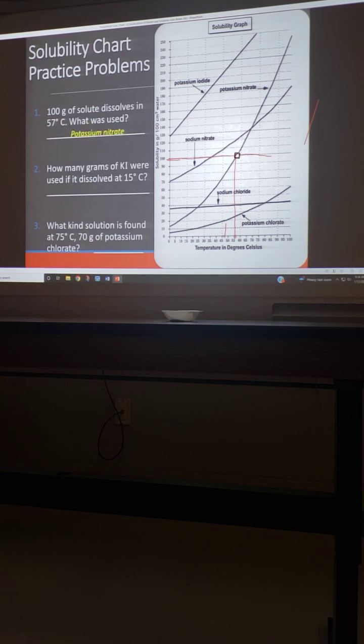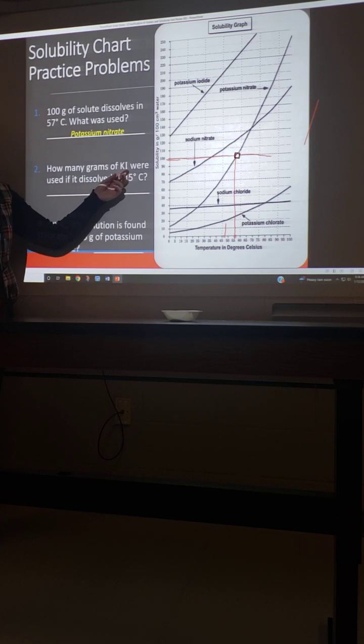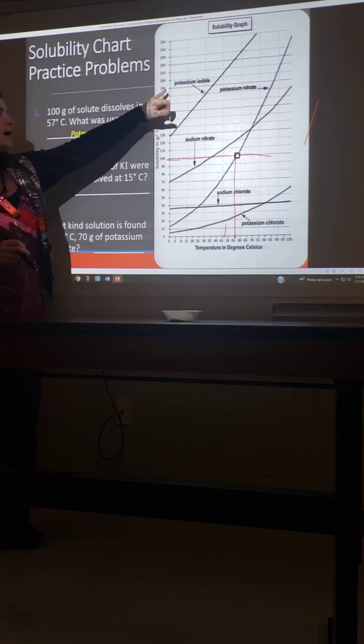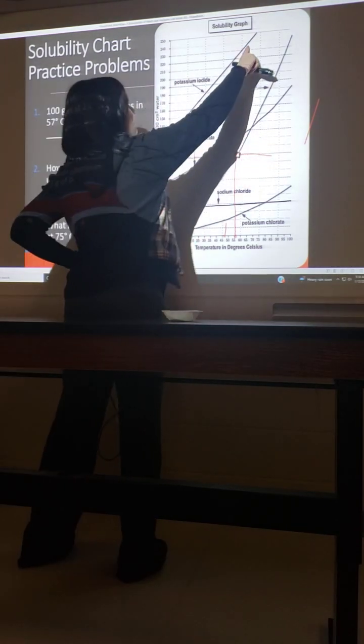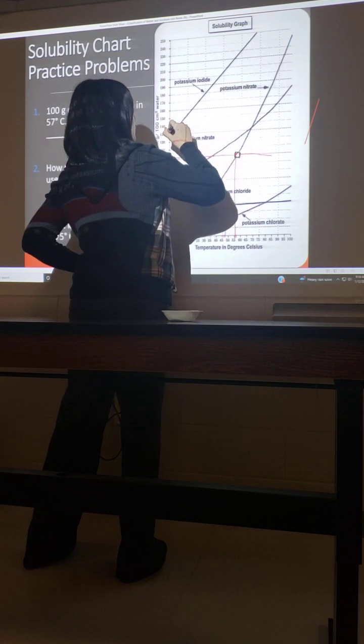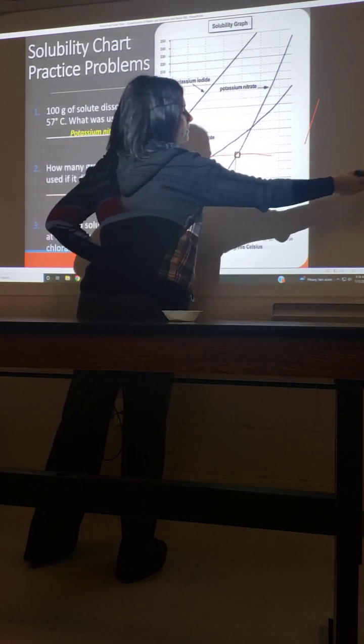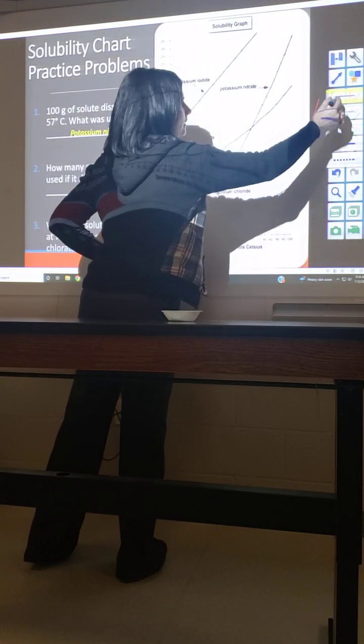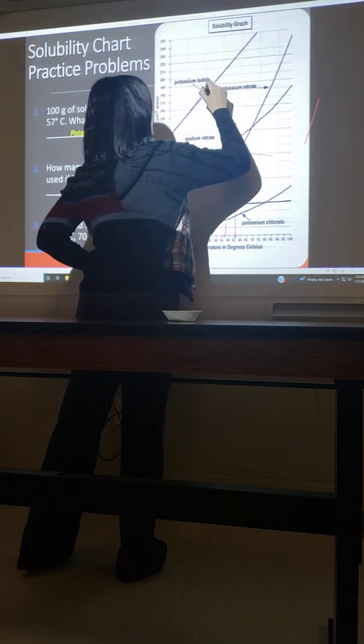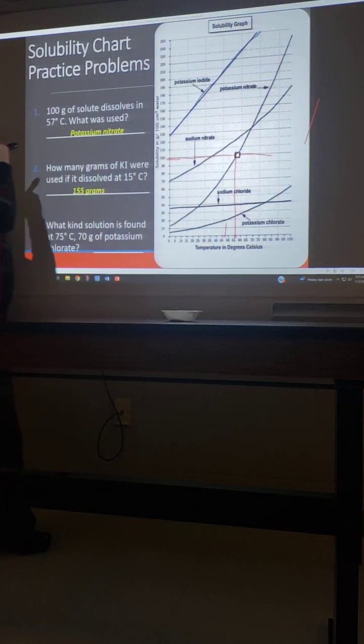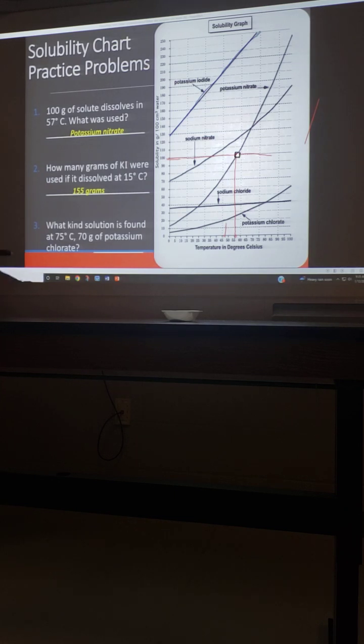Now, KI is potassium iodide. So if I happen to give you the chemical formula and you're wondering which one of those lines it is, just ask me. But that should be potassium iodide. So I know I'm going to be looking at this line. I want to key in on that and make sure I'm looking at the right line before I even start to answer anything.